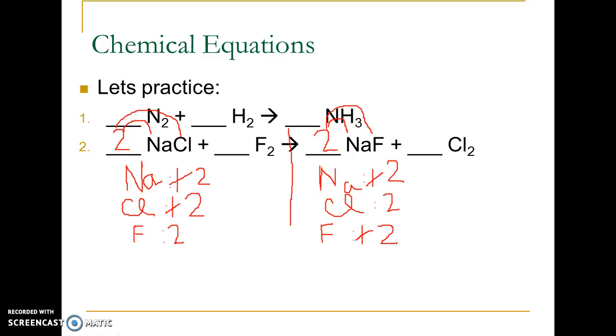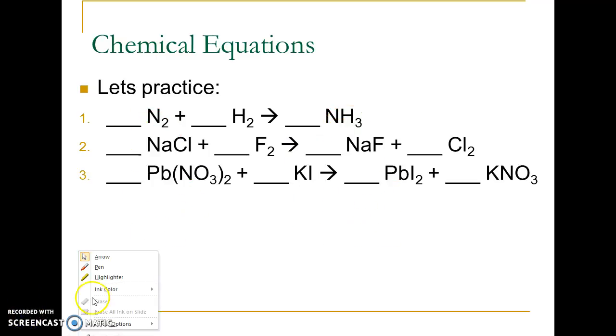I'm going to double check my work just to make sure. On my reactant side I have 2 sodiums. On my product side I have 2 sodiums. On my reactant side I have 2 chlorines. On my product side I have 2 chlorines. On my reactant side I have 2 fluorines. And on my product side I have 2 fluorines as well. Therefore, this equation is balanced.